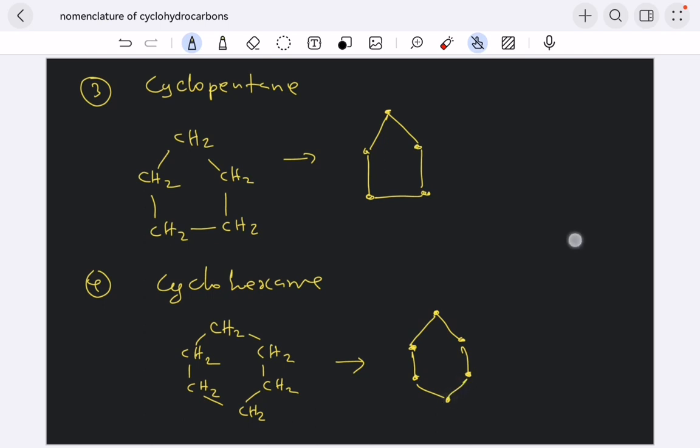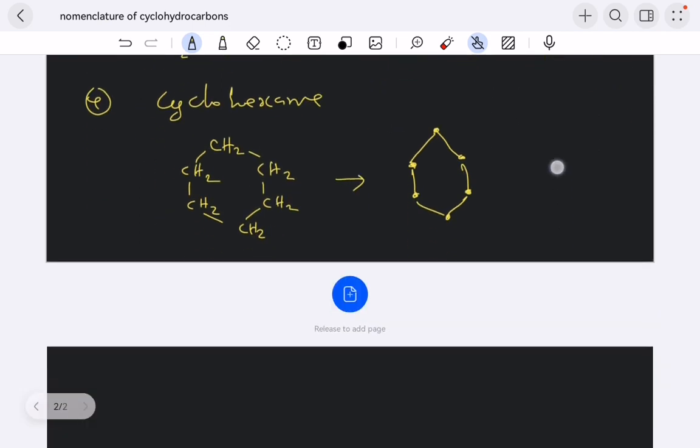So it goes on and on. We can have cycloheptane, cyclooctane, cyclononane, cyclodecane. Now, when it comes to the nomenclature, these equally can have substituents. Let's look at examples.